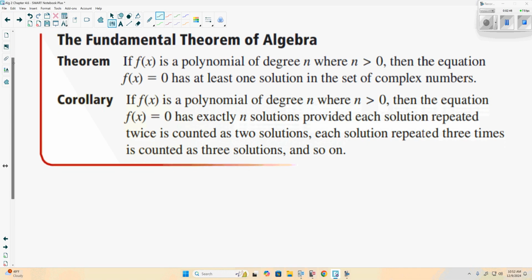Then the equation f of x equals 0 has at least one solution in the set of complex numbers. So if it is a polynomial function, we have at least one solution in the set of complex numbers. Really all that's saying is, if we said x is equal to 7 is the solution, it's still a complex number. Really doesn't say a whole lot.